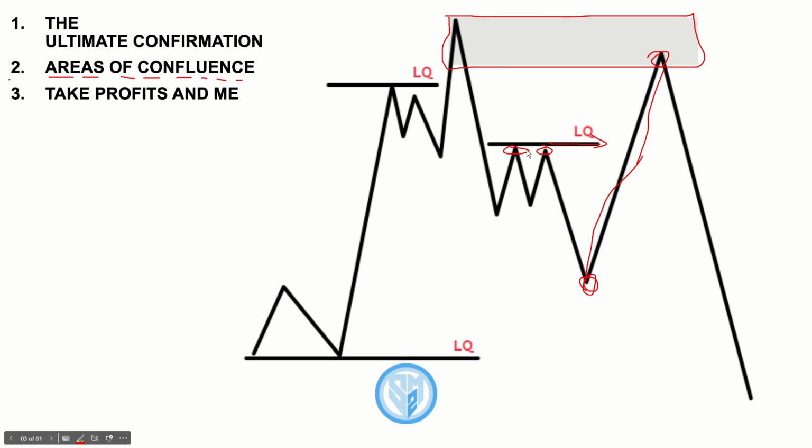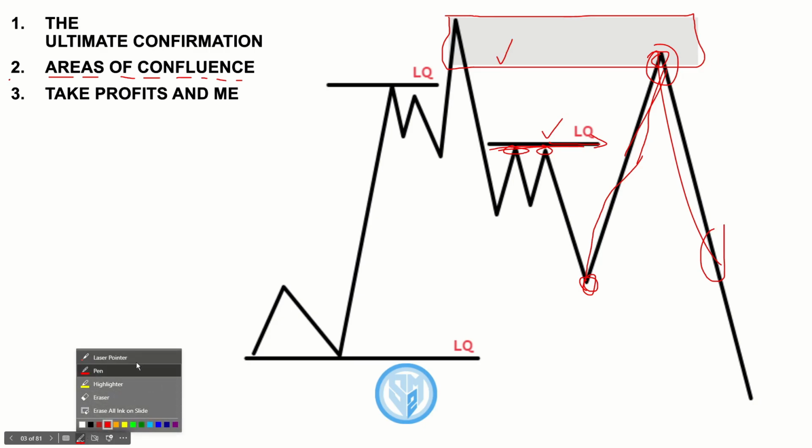Price is going to be magnetized towards this area, and the desired move is to sweep this liquidity, tap into the supply, and then move off. So in this case, we were able to use this area of liquidity as a confluence for this trade.